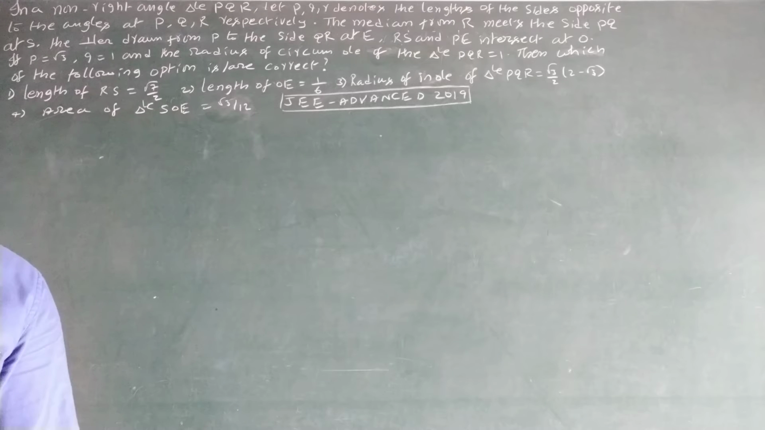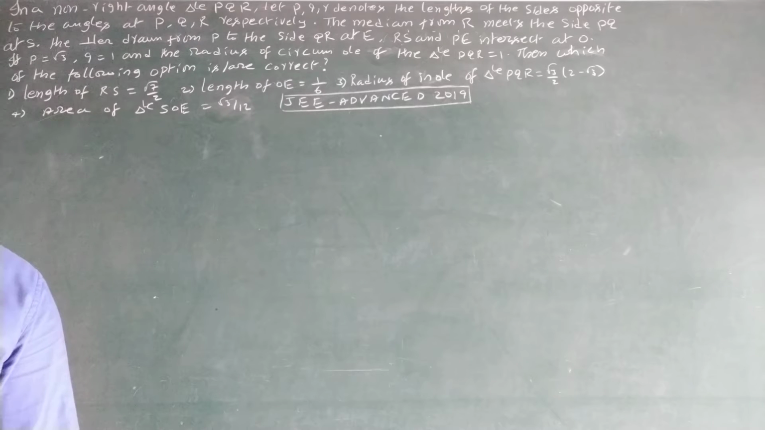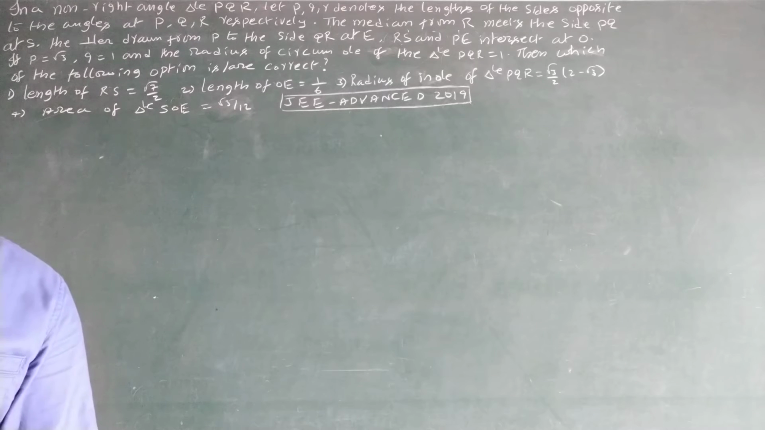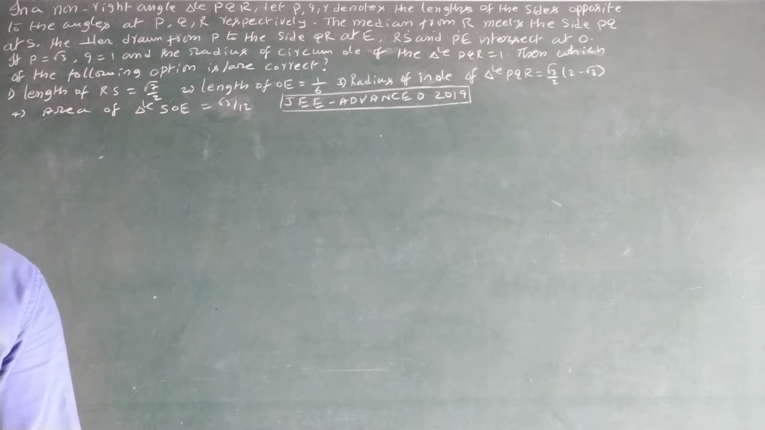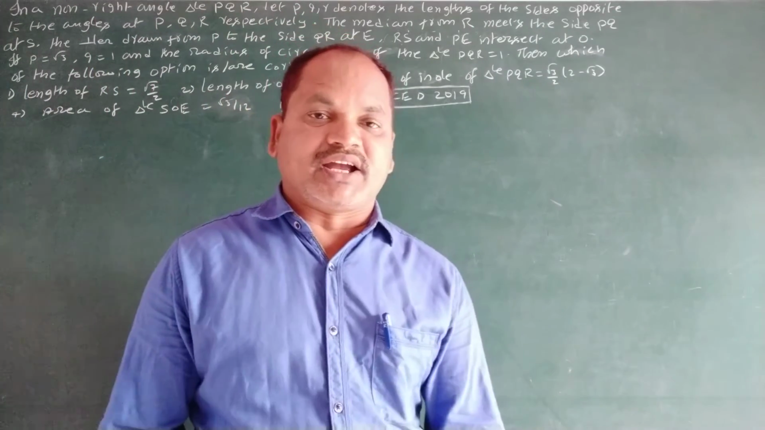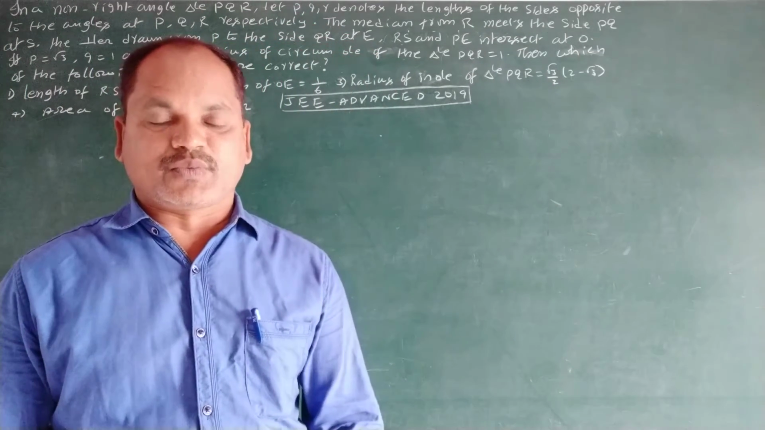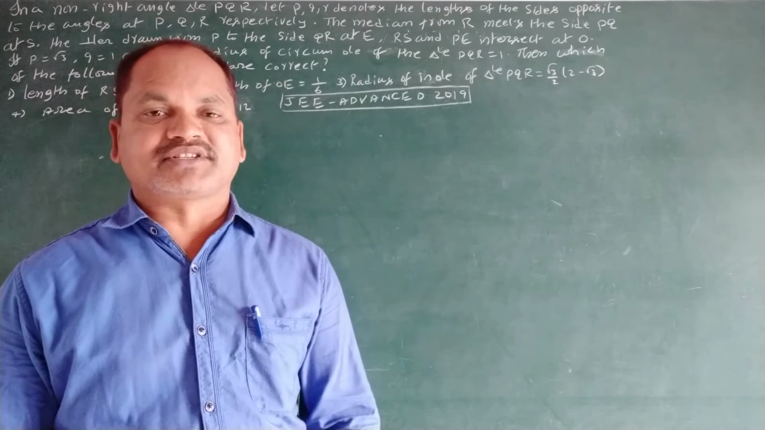Second option, length of OE is equal to 1 by 6. Third option, radius of inner circle of triangle PQR is equal to root 3 by 2 into 2 minus root 3. And fourth option, area of triangle SOE is equal to root 3 by 12. Actually this is the question from JEE Advanced 2019, paper 1, second section. That is a more than one option type question.